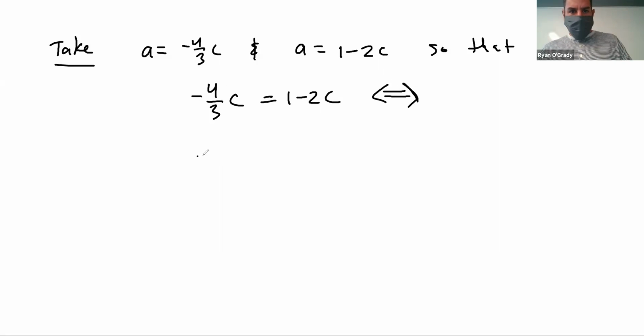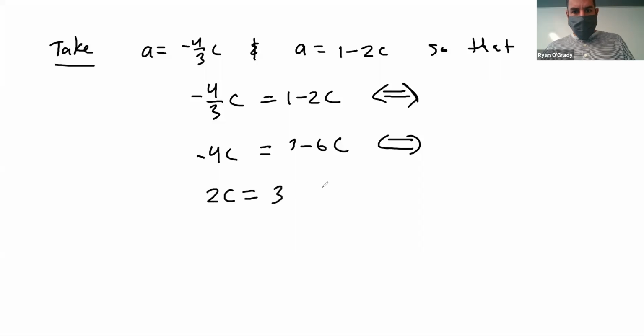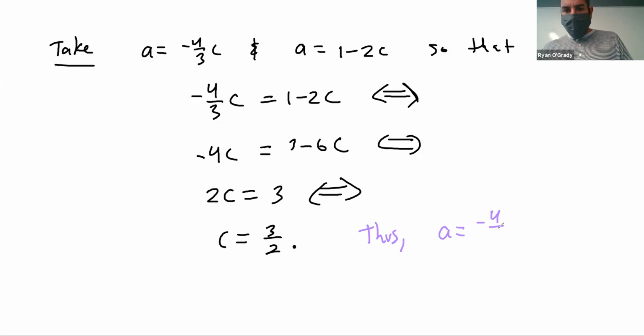I can clear the fraction. That's negative 4C equals 3 minus 6C, which is the same thing as 2C equals 3, which is the same thing as C equals 3/2. So I now found what C is. And now that I know what C is, I get A equals negative 4/3 times 3/2, which simplifies to negative 2.